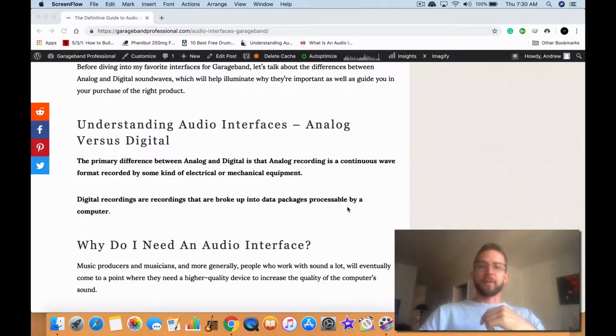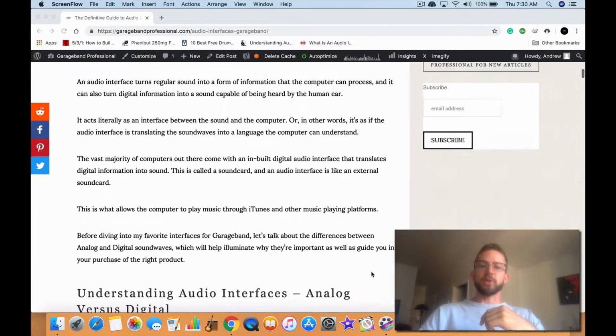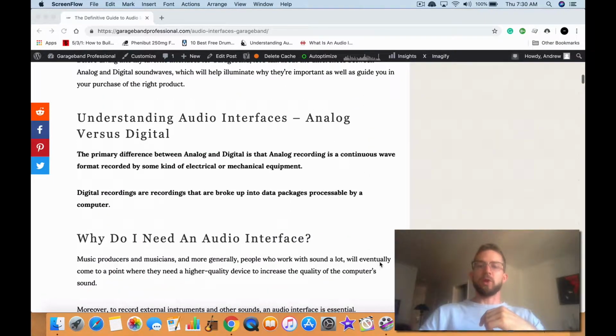But anyway, before moving on, I guess we should talk about the differences between analog and digital. This is kind of a difficult concept to wrap your head around. But analog is described as a continuous wave format that's recorded by some kind of electrical or mechanical equipment, like a tape recorder. And then a digital recording is a recording that's broken up into little data packages.